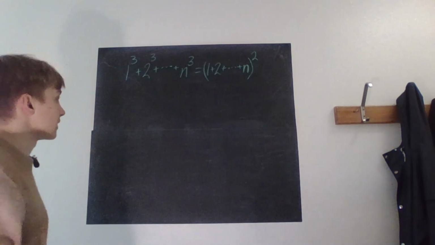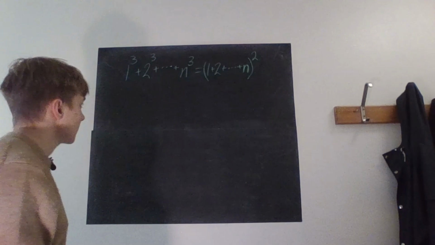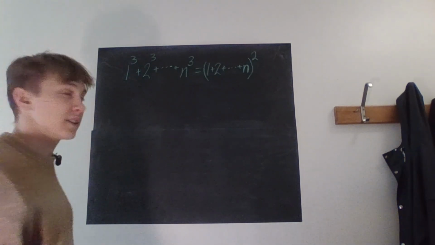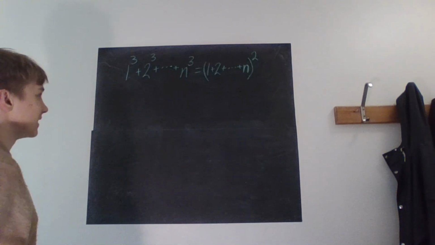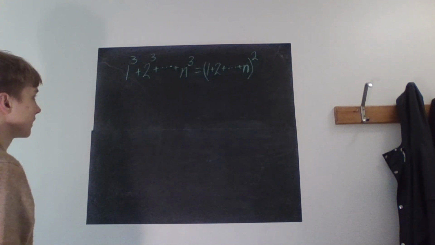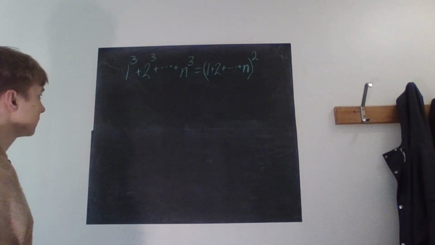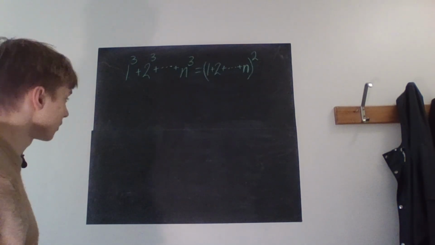the sum of cubes. But anyways, let us prove this. So how do we prove this? By induction, of course. So in this case, we firstly just have to prove a base case, and it is quite obvious that it works for 1 and 2. It's just 1 and then 9 on both sides.